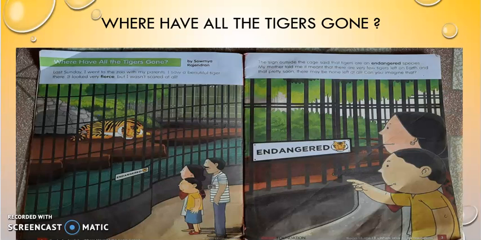The sign outside the cage said that tigers are an endangered species. My mother told me it meant that there are very few tigers left on earth and that pretty soon there may be none left at all.